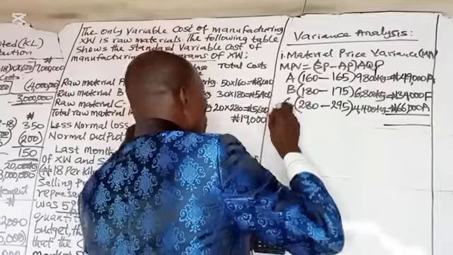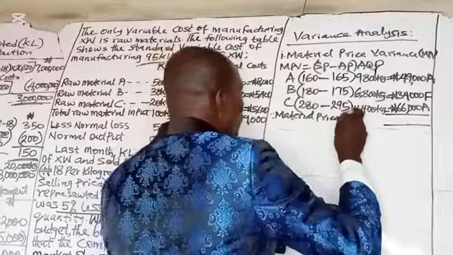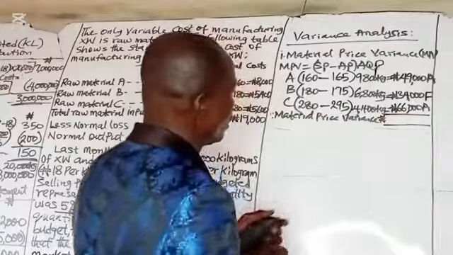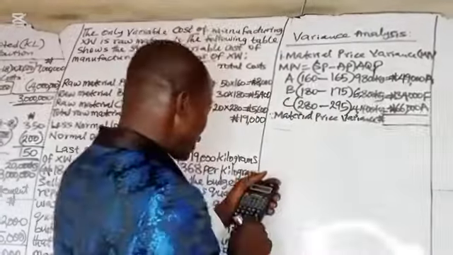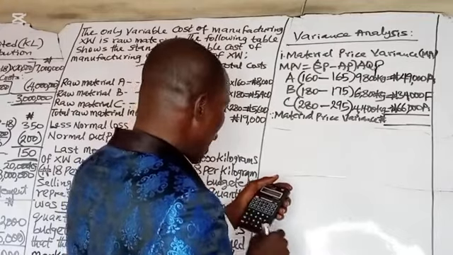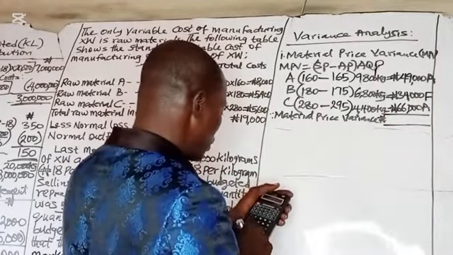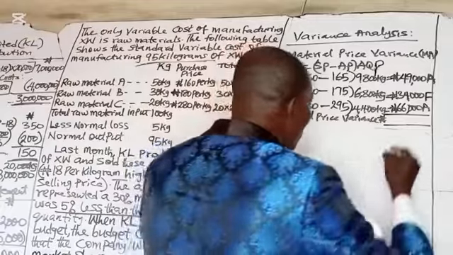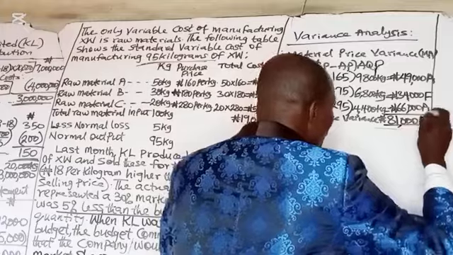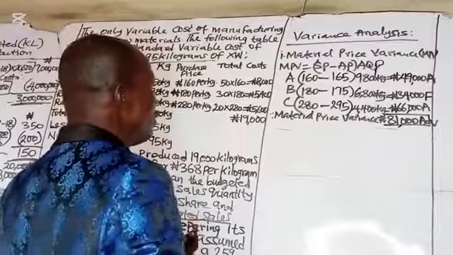Now let's sum them up. Therefore, material price variance, we have two adverse. The total adverse is 115,000 minus favorable of 34,000. The net difference is 81,000 adverse. So that is material price variance.